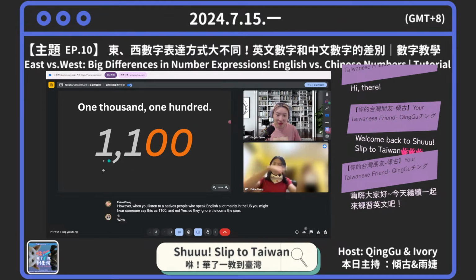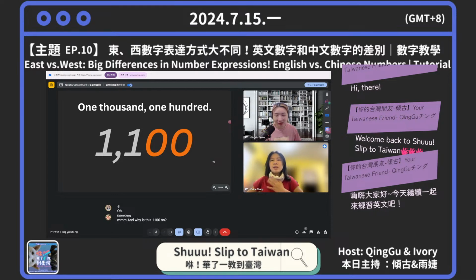The comma is out the window. Oh. And why is this 11 hundred? So what I like to think of it is that you have the number 11. And when you have 100, the number 100 has 2 zeros, right? So you get 11 and then you add on 2 zeros. And then you get 1,100. That also makes sense. Yeah, that's why the zeros are in orange on this page.